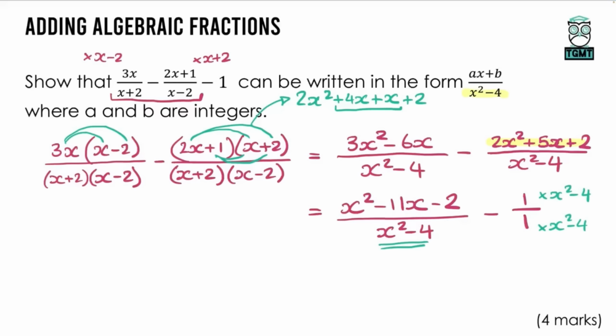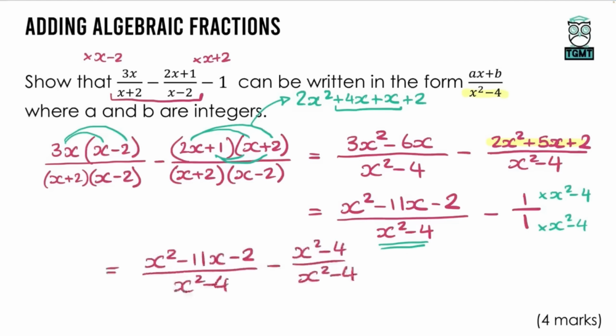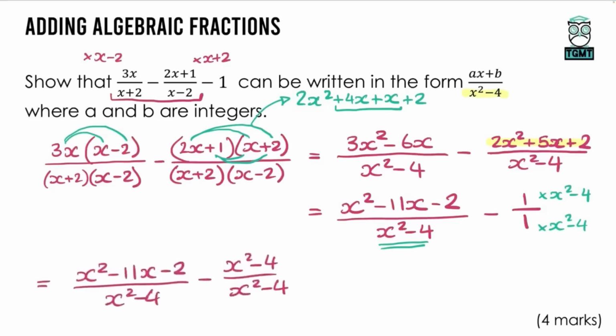So if I write that out so I can deal with this subtraction, on the left we have x squared minus 11x minus 2 all over x squared minus 4, and the right fraction is going to be x squared minus 4 over x squared minus 4. And again, being really careful here because we do have that subtraction again. So when we subtract these, we are going to need to be really, really careful with those positive and negative symbols. Let's just move this out of the way so we have some space.